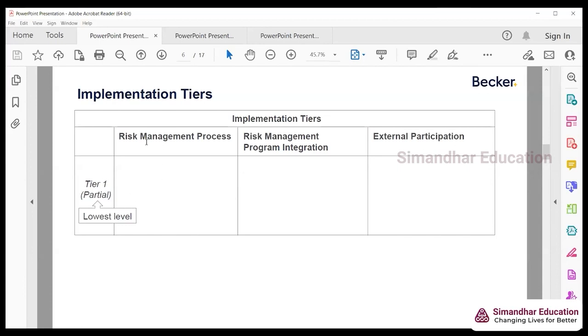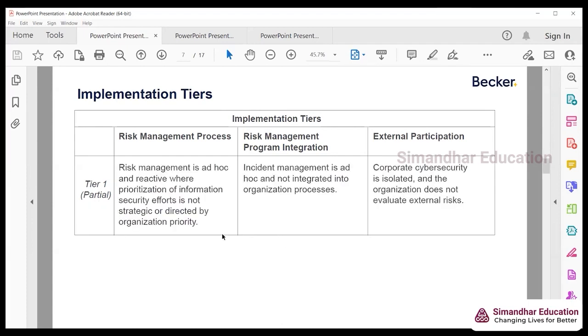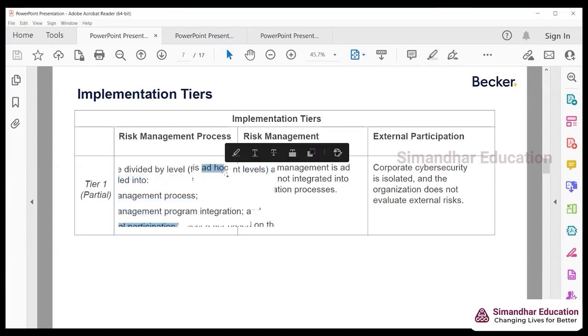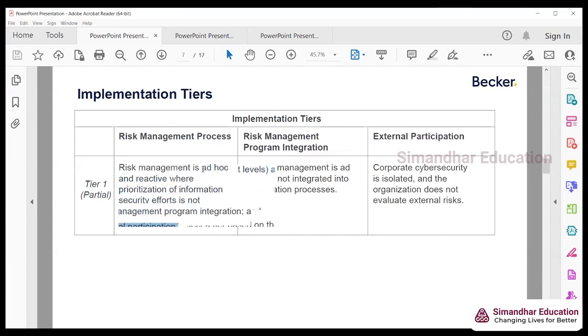Tier 1 is the lowest level, and then three subdivisions are there. So now you can understand, right? Till now, when I was discussing just a minute back, it would not have been that clear, but now it will be clearer. Now these boxes are blank. We'll just go to the next page. It will be there. See, the risk management process is ad hoc. Why is it ad hoc? Because it's the lowest level, right? Tier 1, partial.